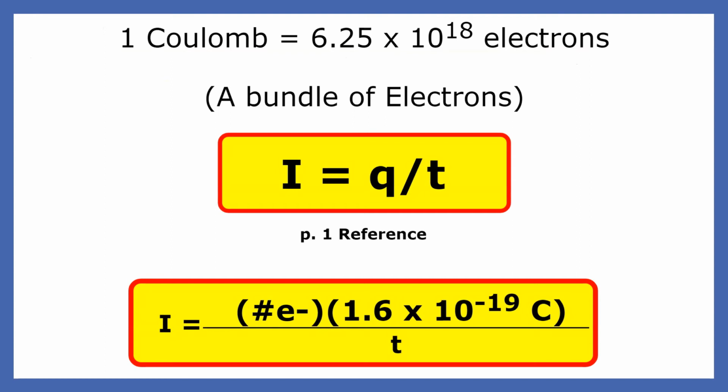Here's where it gets a little tough. If the current problem you're working on mentions the number of electrons flowing in a wire, you must use an equation that is not on your reference table. Since the charge of an electron can be found by multiplying by 1.6 times 10 to the negative 19 coulombs, the original current equation changes into the one you see here.